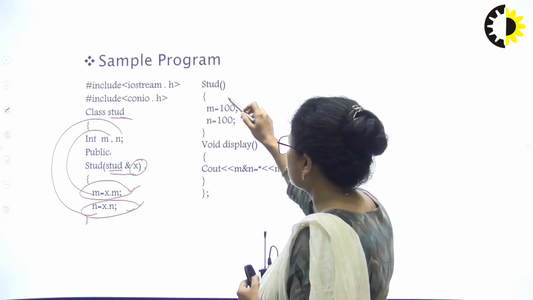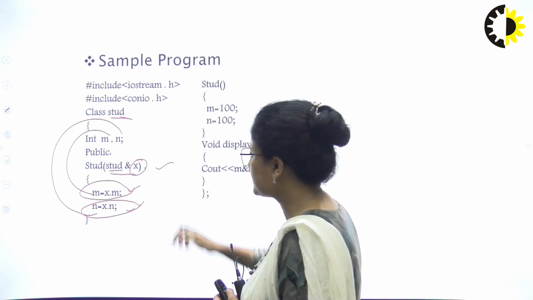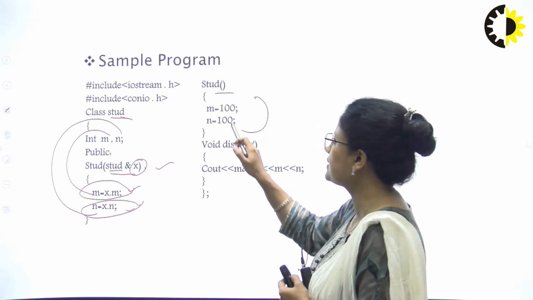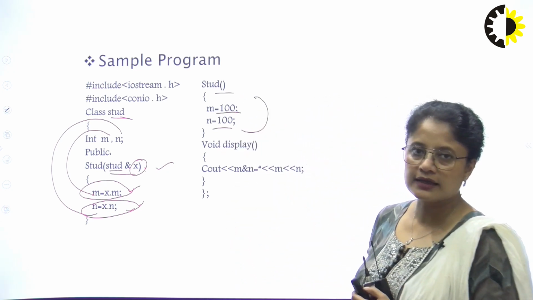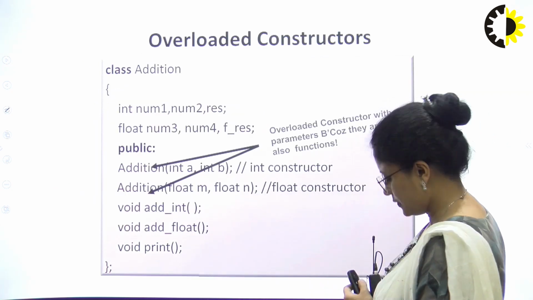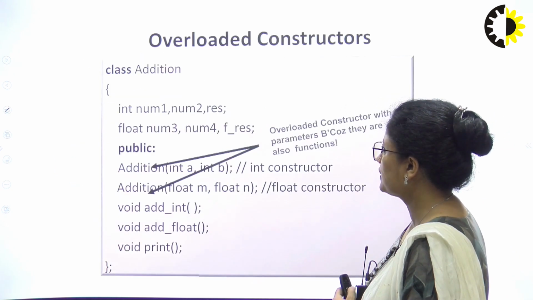So in this example we have two constructors. One is the copy constructor, and the other one is a constructor without any arguments. By default, the values of m and n in that case will be set to 100. And we have the display function which displays the values. So this is an example of a copy constructor.